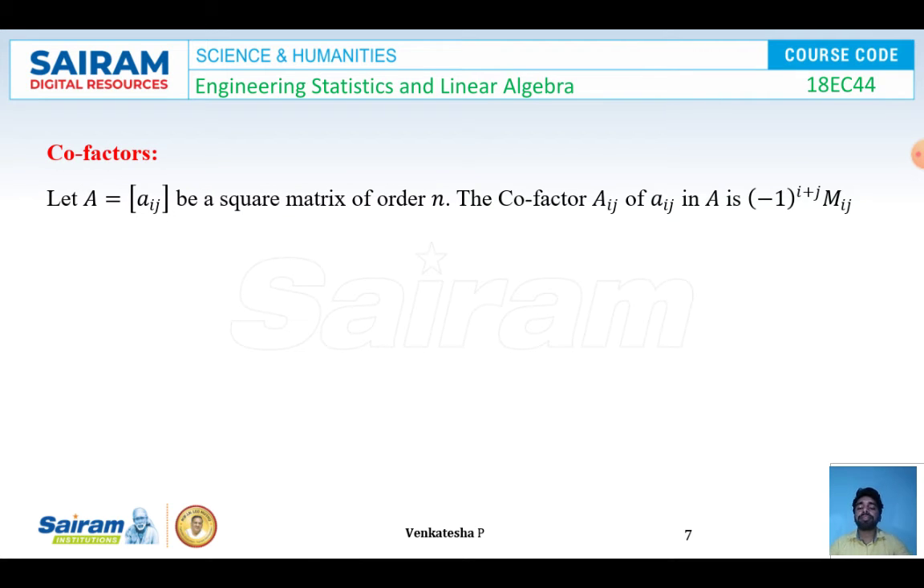Now cofactors. Let A equal Aij be a square matrix of order n. Then the cofactor Aij of the entry aij in the matrix A is given by minus 1 power i plus j into the minor Mij. So now we'll see some examples of how to find the cofactors of a matrix.